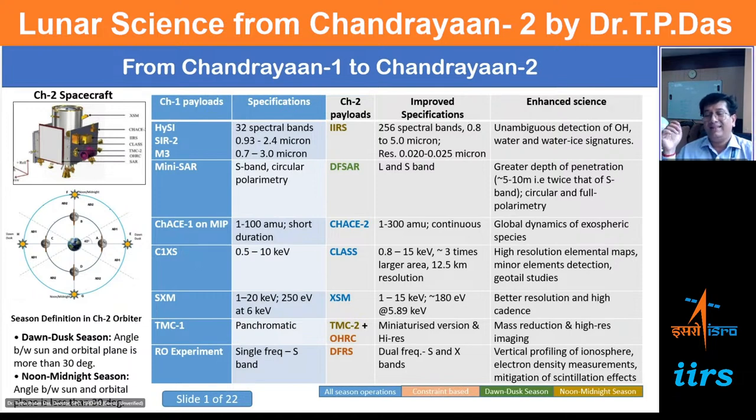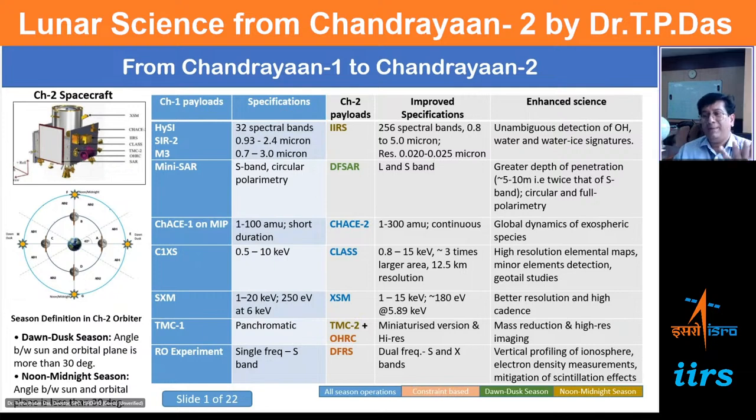So I think this nomenclature is very much clear, because this is very important to understand which instrument is to be operated when. There are some instruments which have to be operated in the dawn-dusk season. There are some instruments which have to be operated in the noon-midnight season. And there are some instruments which can be operated irrespective of this, continuously.